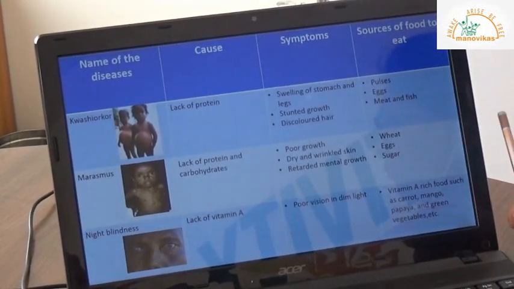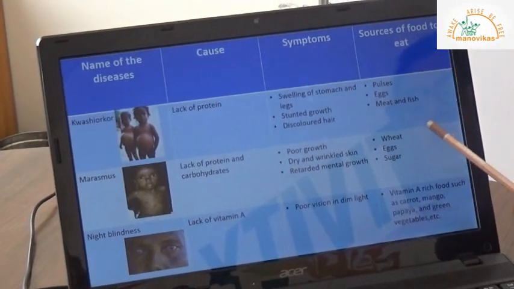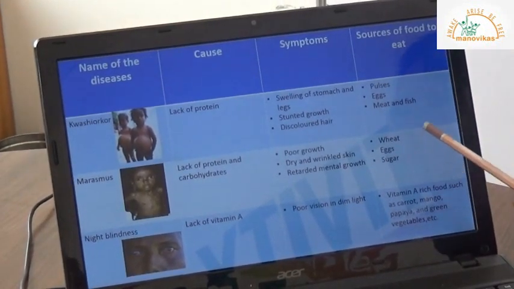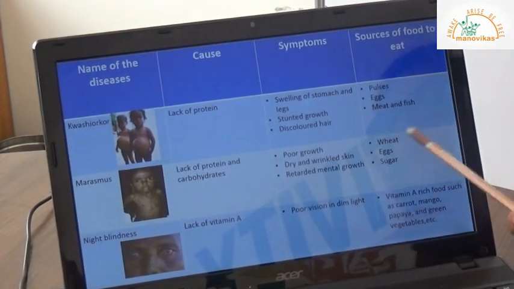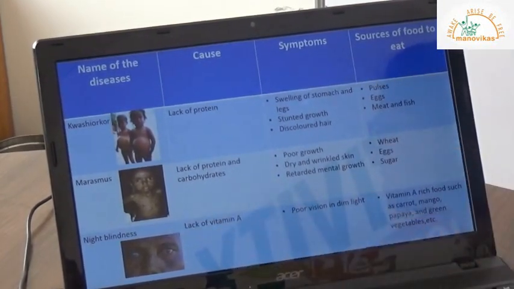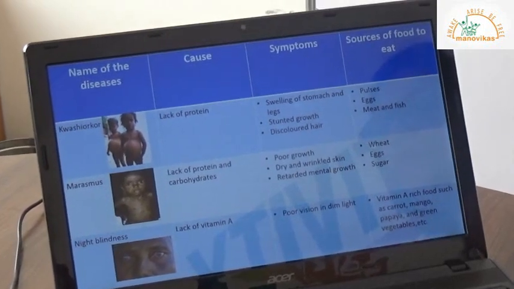The sources of food to be eaten are wheat, eggs and sugar, because this is going to give you your proteins and your carbohydrates. The third deficiency disease is night blindness.